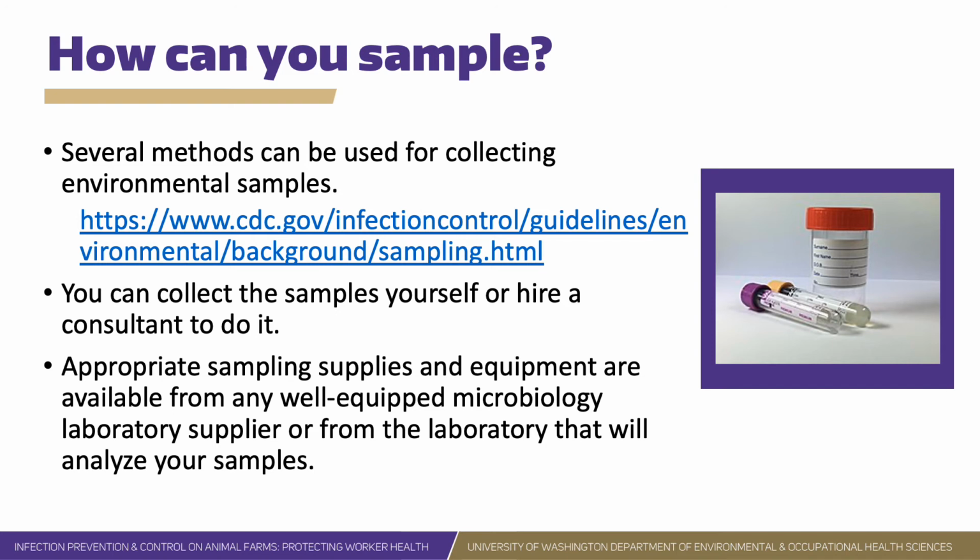So how can you do this environmental sampling? The CDC, NIOSH, and other agencies and organizations have published methods and guidelines that you can follow, allowing you to collect samples yourself. But you may also hire an industrial hygienist or environmental consultant to do your sampling for you. Either way, the samples will need to be sent to a laboratory capable of analyzing for pathogens. If you choose to do the sampling yourself, you can get the required supplies and equipment directly from a supplier or from the laboratory that will do your analysis.